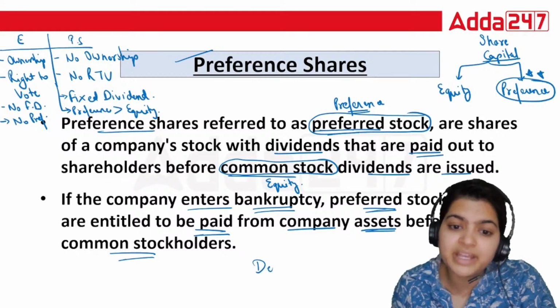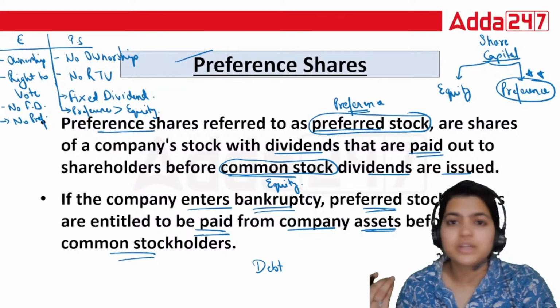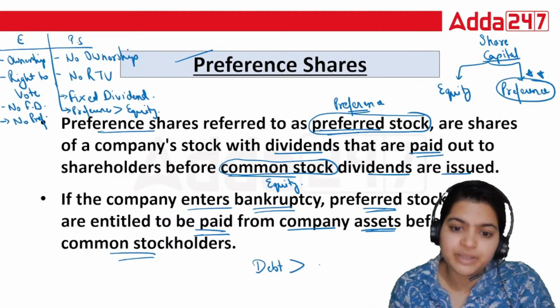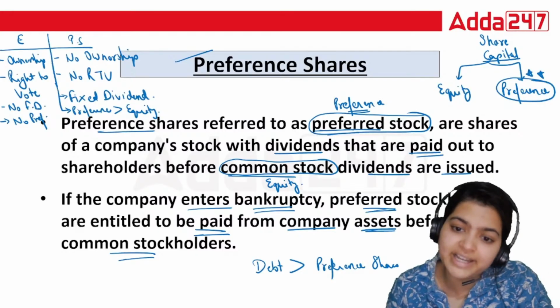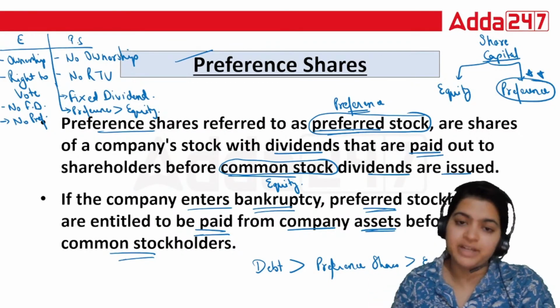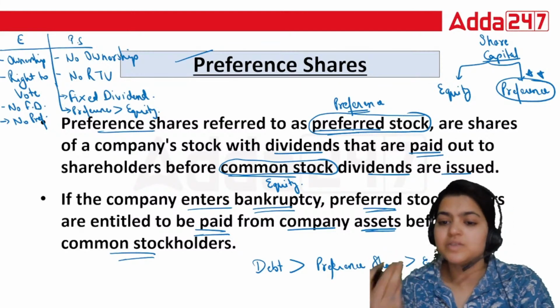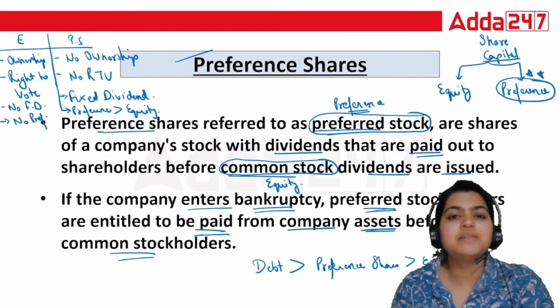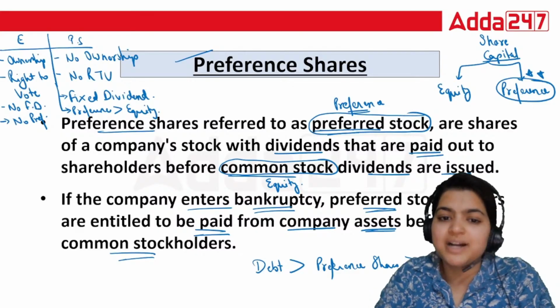Remember, first you will be paying the amount to debt: debenture holders, bank loans, suppliers, creditors. First you will be paying them. Then you will pay preference shareholders, and finally at the end you will be paying equity. So this is the classification of how you will be paying one after another. You start with debt holders, then your preference shareholders, then your equity. This is about preference shares and related terms in which you can get confused. I hope this part is clear to everyone.